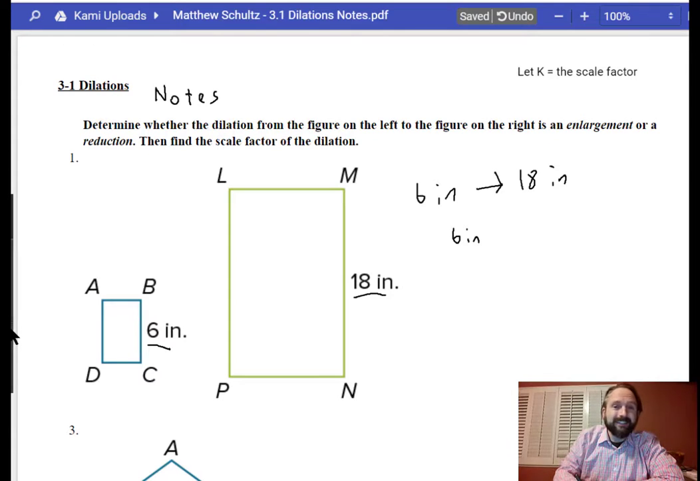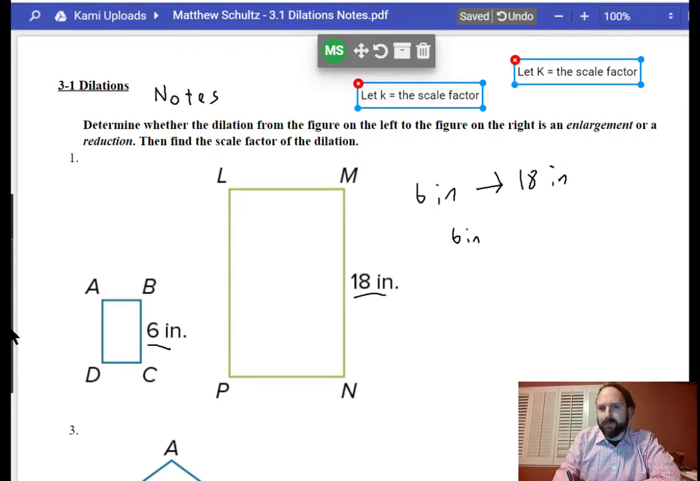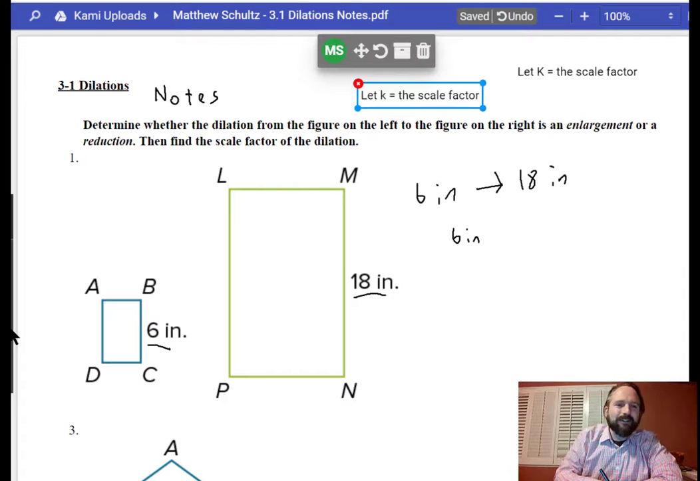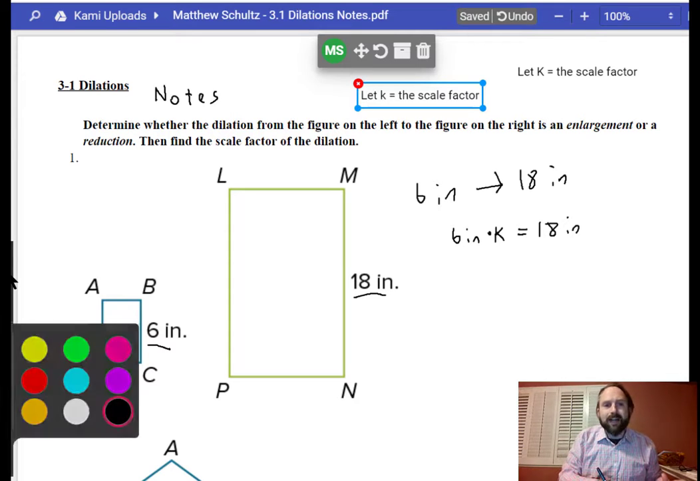And now, let's type it in. Let k equal, lowercase, the scale factor. So, knowing that, we can write this out: 6 inches times k is equal to 18 inches. Now, all we have to do is solve for k, and we'll figure out what the scale factor is.